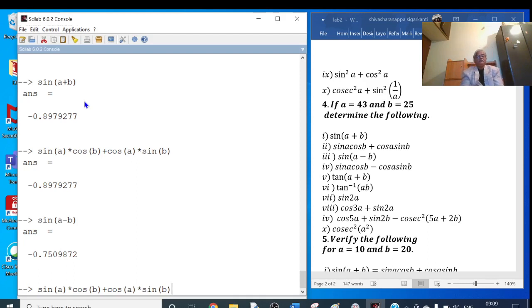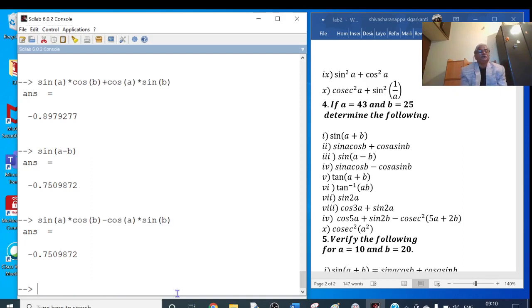As I need sin A cos B minus cos A sin B, the difference from the earlier statement is just a negative sign, so there is no need to type again. I go to that statement, edit it, and make this a minus. Now press enter. I am getting sin A cos B minus cos A sin B.